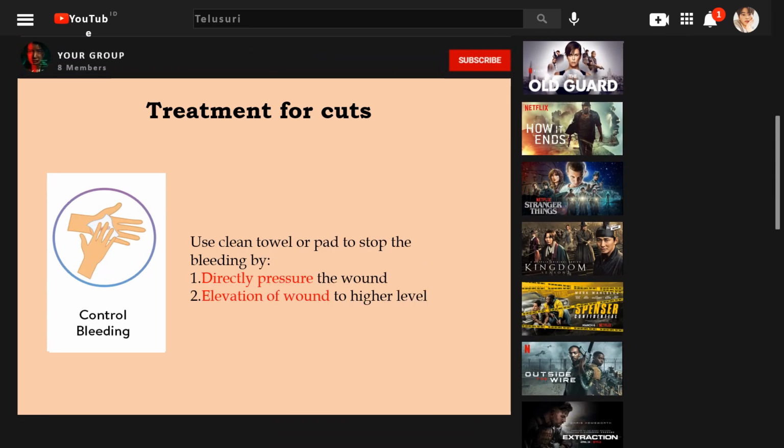And after 15 minutes have passed, take a clean towel or pad or gauze that you can find in the first aid kit to stop the bleeding by two methods. The first method is direct pressure: press the clean towel or pad or gauze to the wound to stop the blood from coming out. You have to press as hard as you can. The second method is to elevate the wound to a higher level so you make sure the blood doesn't go out of the wound.